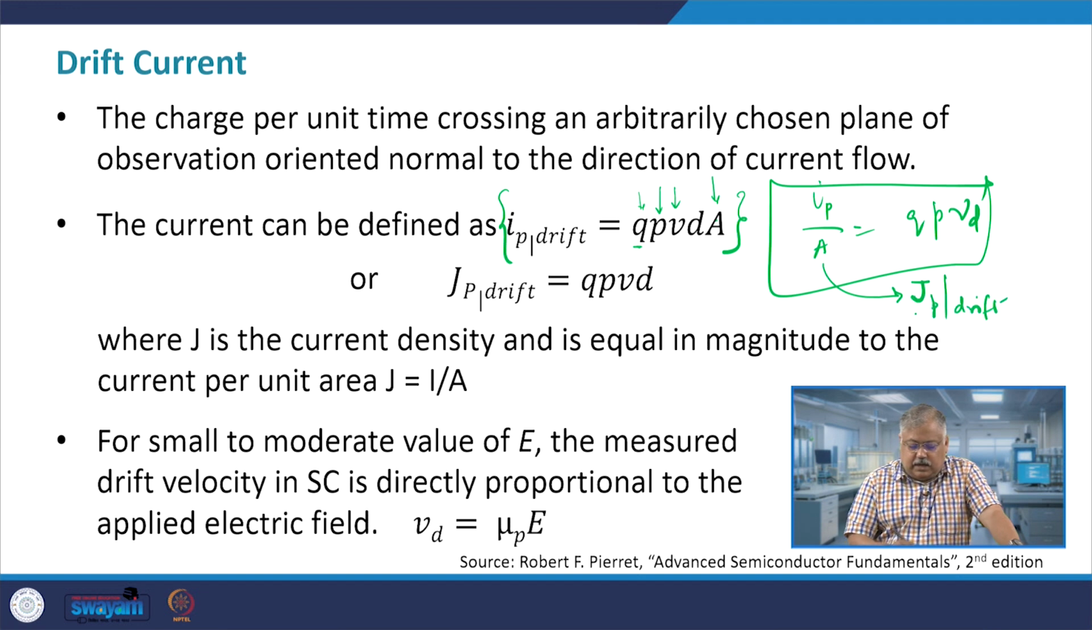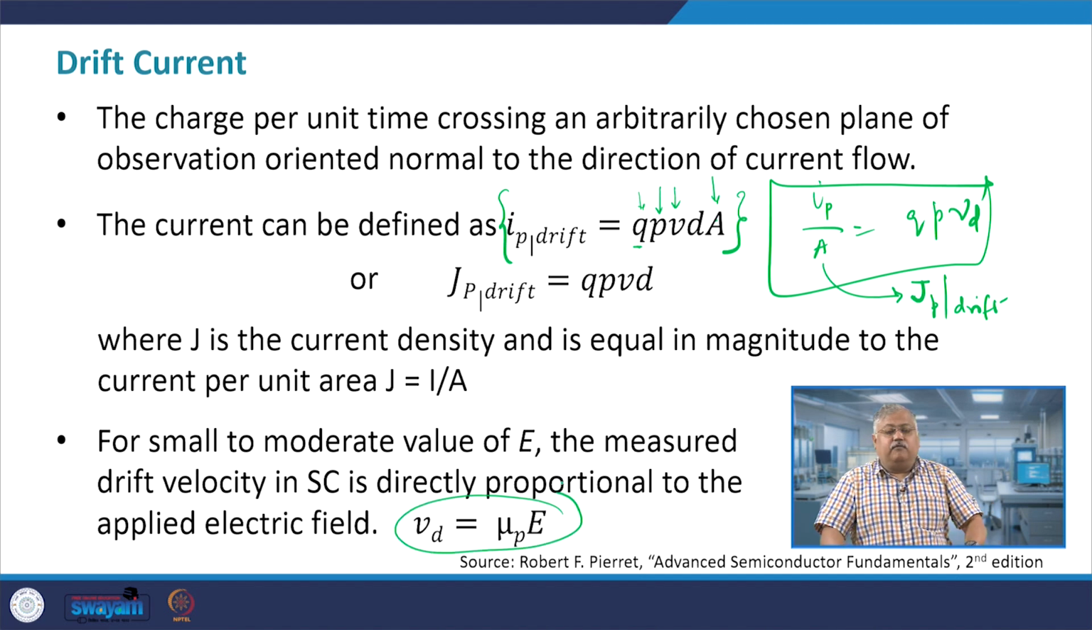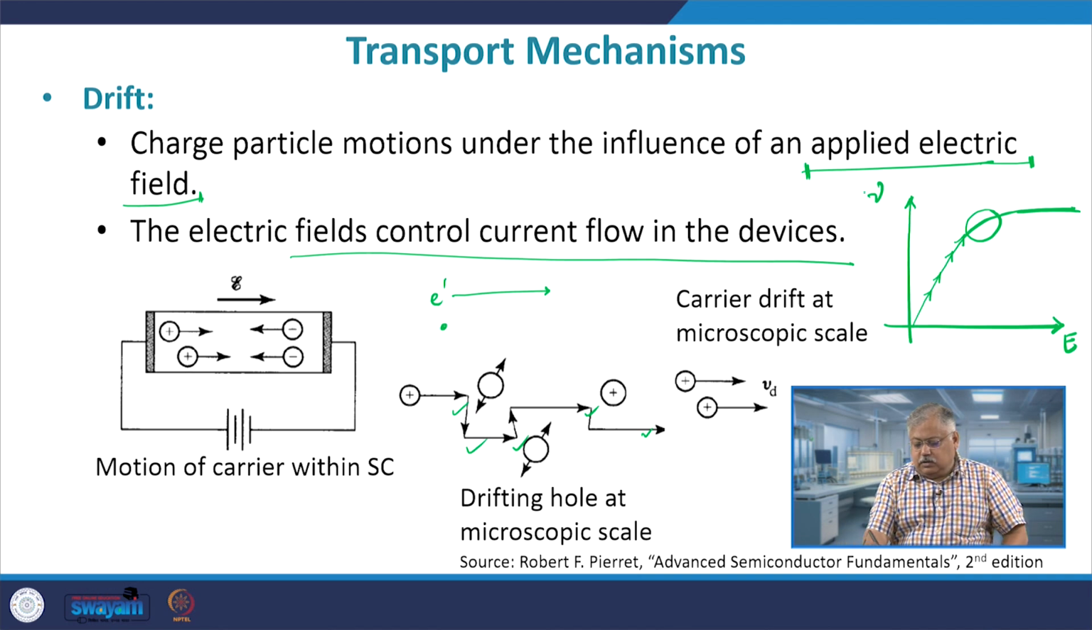J_P drift is defined as the current density, right, and its magnitude is current per unit area, right. Many times you will find current density to be basically per unit area, which is current I by A. So current per unit area is there. Now I had already discussed with you, if you look very carefully, this expression v_d equals mu_P times E. Where did I get it? I get it from this graph only. So mobility is defined as velocity per unit electric field, which means that if you find the slope of the graph, then del V and del E is there.